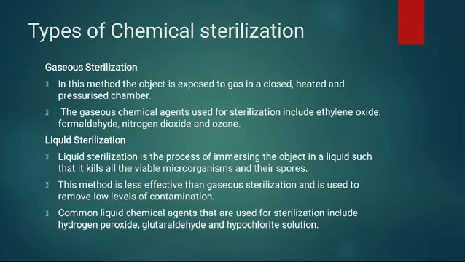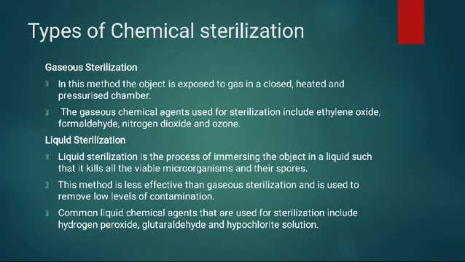Types of chemical sterilization. Gaseous sterilization is the first method. In this method, the object is exposed to the gas in a closed, heated, and pressurized chamber. The gaseous chemical agents used for sterilization include ethylene oxide, formaldehyde, nitrogen dioxide, and ozone.